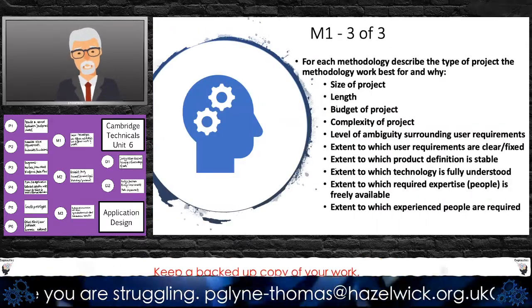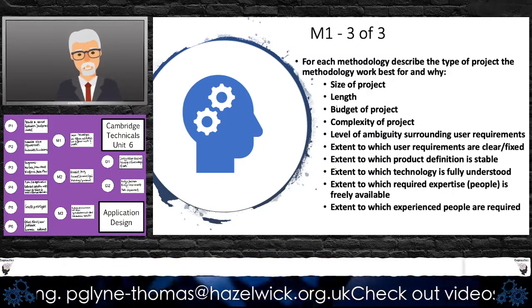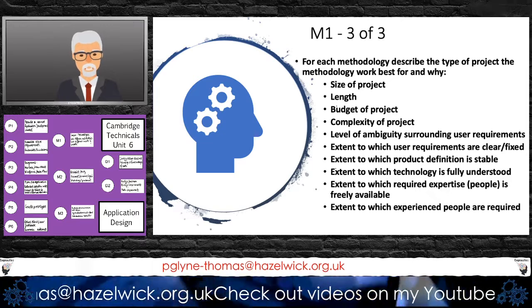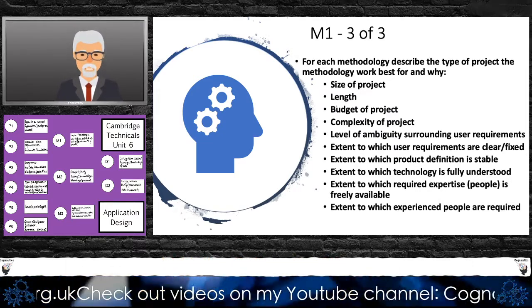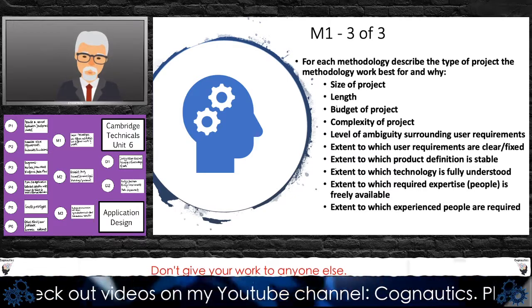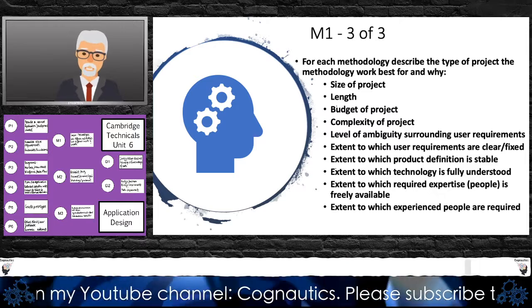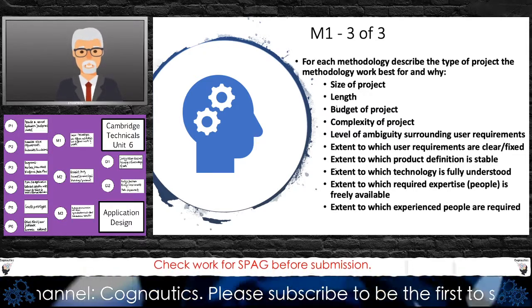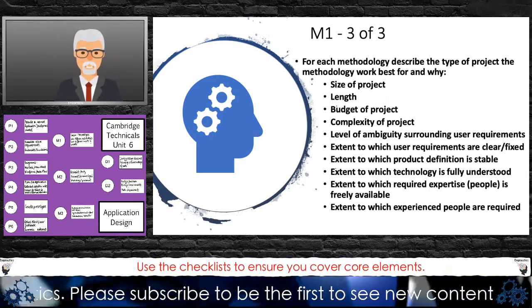Having done that, you come to the last part of M1. For each of those 4 methodologies, describe the type of project that it suits. And when we talk about types of projects, we're talking about complex projects, big projects, small projects, projects where you know in advance exactly what's required, projects where things might change along the way, projects where you've got experienced people, projects where you've got inexperienced people.